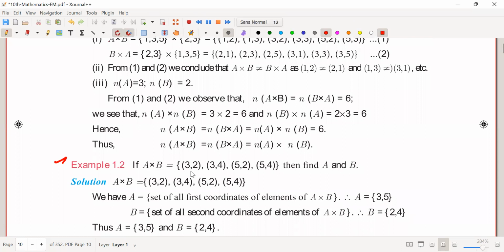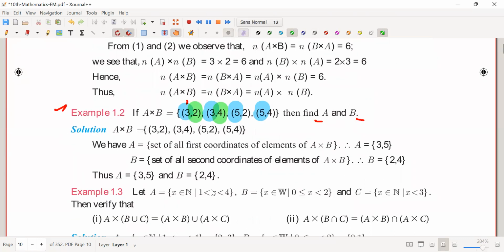Check example 2. First, we have to find A and B, given A cross B. The first coordinate is A. A is 3, 3, 5, 5. So only one we can take, as there should not be any repetition in a set. So {3, 5} is A. And B is {2, 4}. That's it.